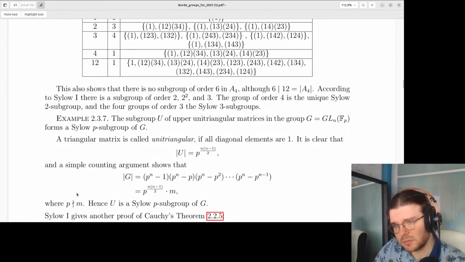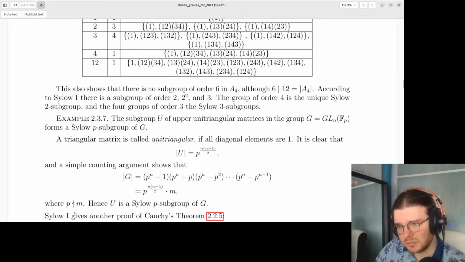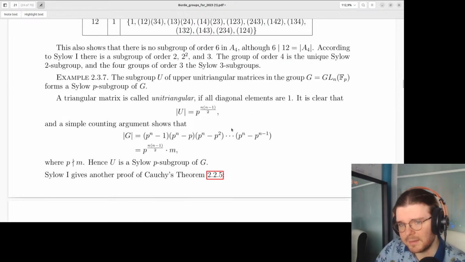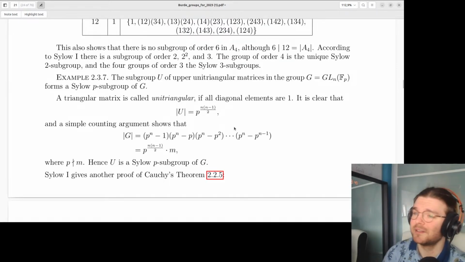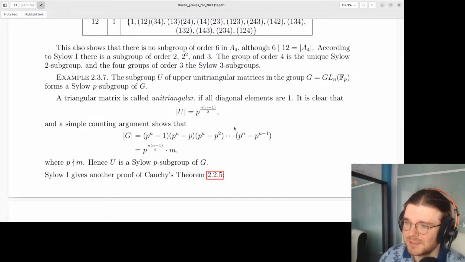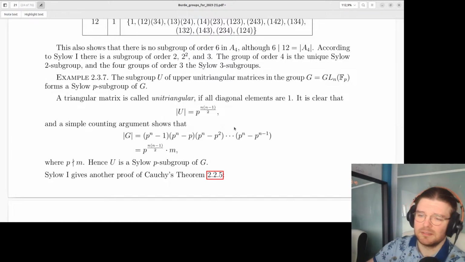Unitriangular. Yeah, I see. Yeah, interesting stuff. A triangular matrix is called unitriangular if all diagonal elements are 1. It is clear that this... Interesting stuff. Wow.